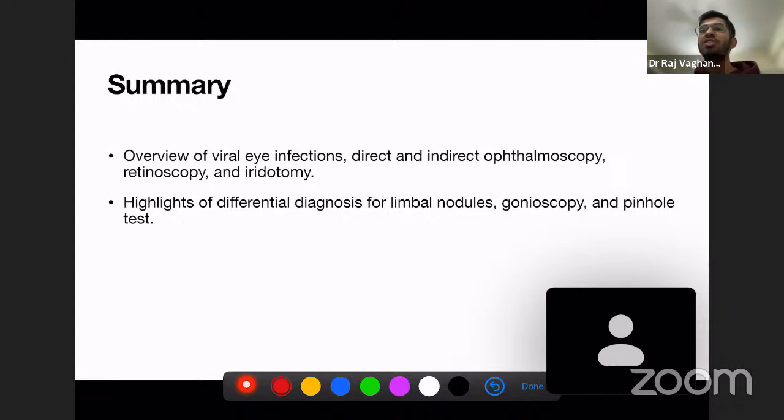Summarizing today's session, we have discussed the overview of viral eye infections, direct and indirect ophthalmoscopy, retinoscopy, and iridotomy. We have also highlighted the differential diagnosis for limbal nodules, gonioscopy, and the pinhole test. This was today's lecture on the practical aspects. Just know the key points related to the practical aspects. You don't need to read every line of the principle for the working of these instruments. Just remember the indications, contraindications, one or two lines of the principle, and the definition. Only in short do you have to read about all the instruments.